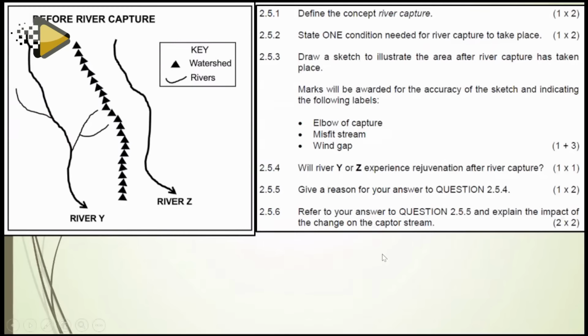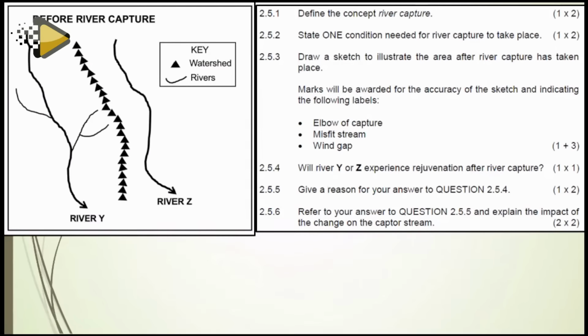Now, here are the activities that you need to do. Define the concept river capture. It is when an energetic stream diverts headwaters of a less energetic stream. State one condition needed for river capture to take place. Number one, one river must have more water than the other. Number two, one river must be flowing on a steeper gradient.